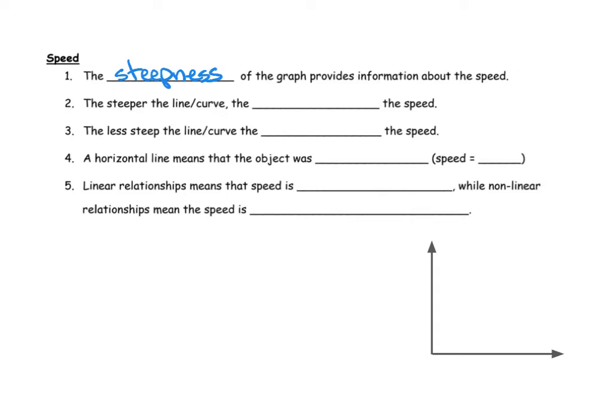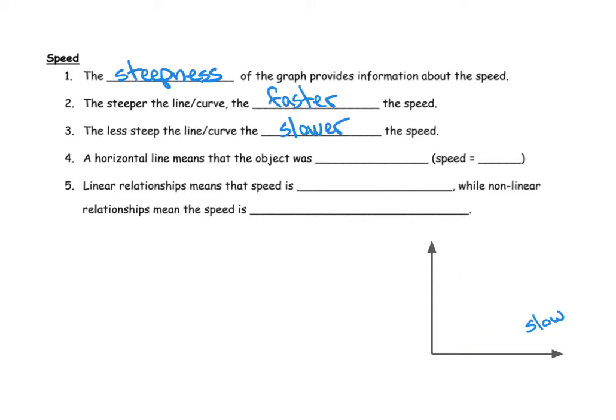So if we've got a very steep line versus a not so steep line, the one that is very steep will represent something that is moving fast, and the one that is not so steep will represent something that is slow. So the steeper the line, the faster the speed, and the less steep the line, the slower the speed.